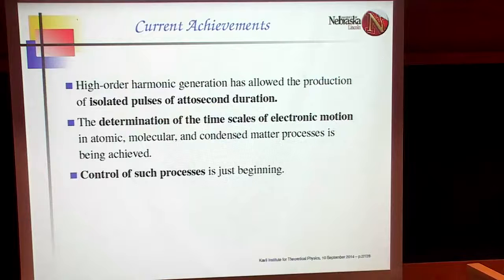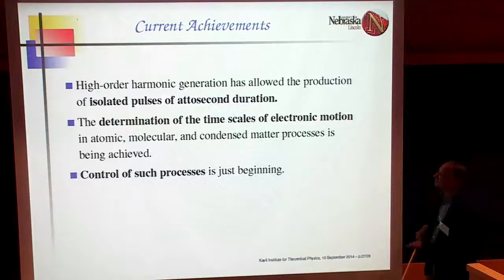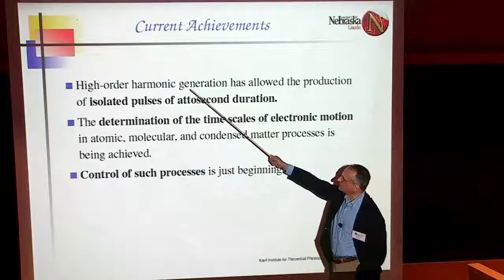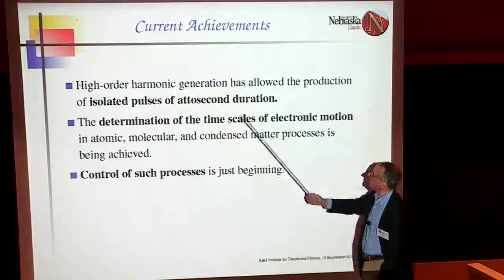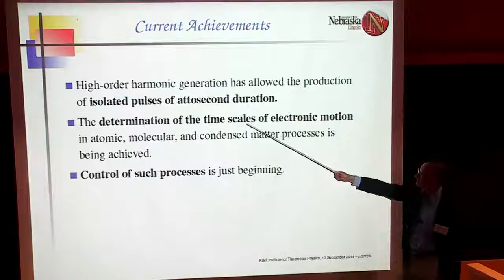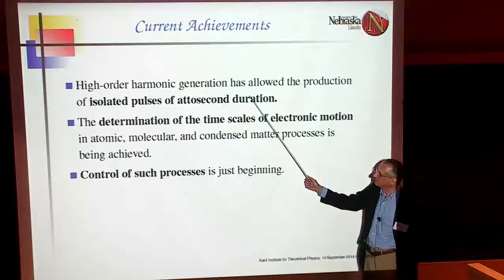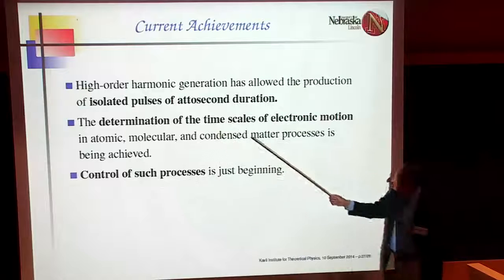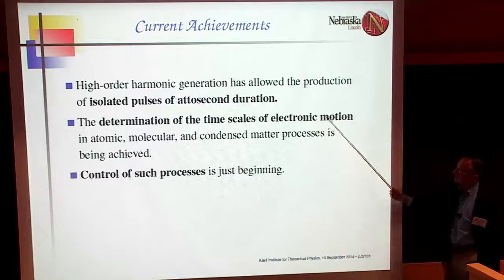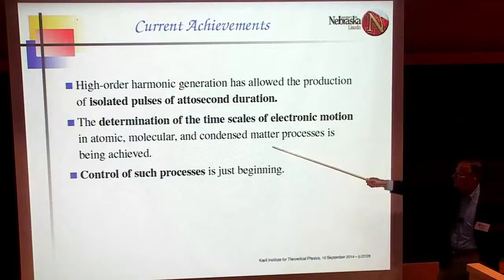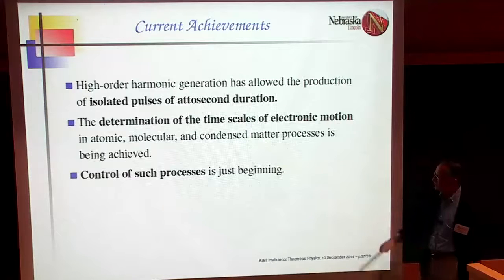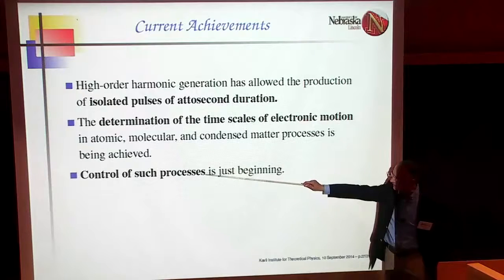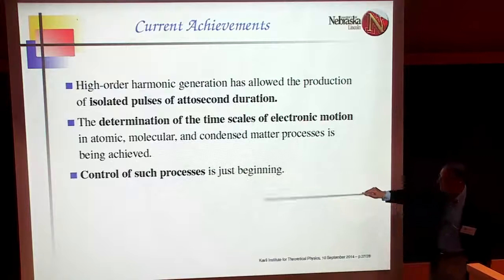And so, where do we stand now? Well, as I've tried to explain, high-order harmonic generation has allowed the production of isolated pulses of attosecond duration. Experimentalists have determined the timescales of electronic motion in a number of atomic, molecular, and condensed matter processes. Controlling such processes is just beginning.